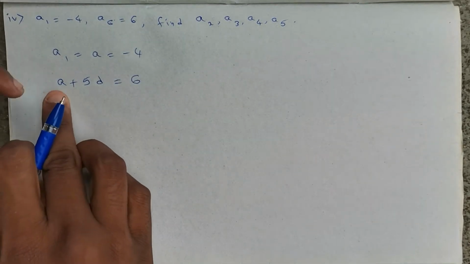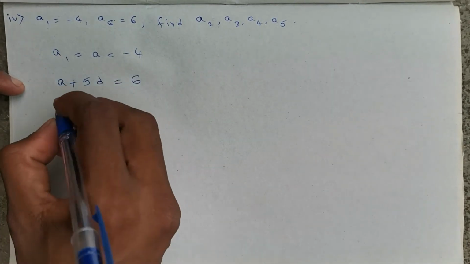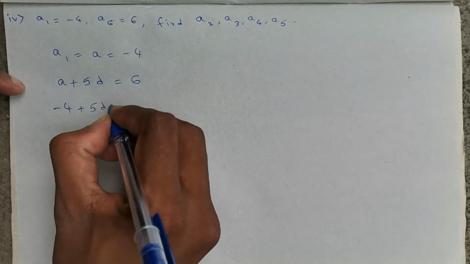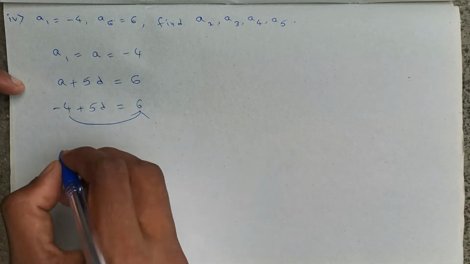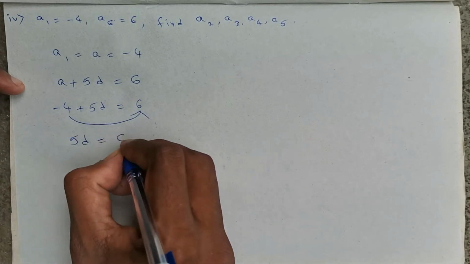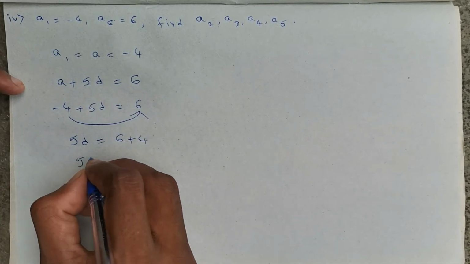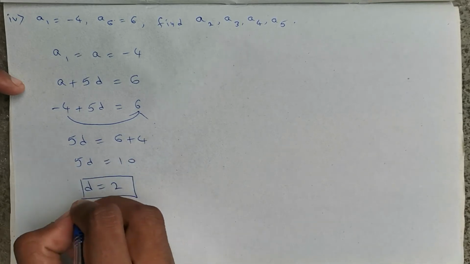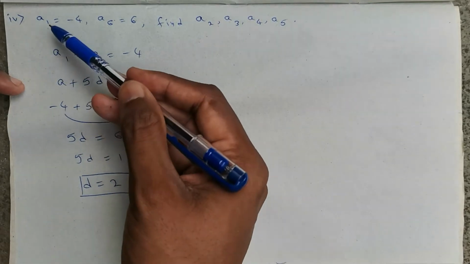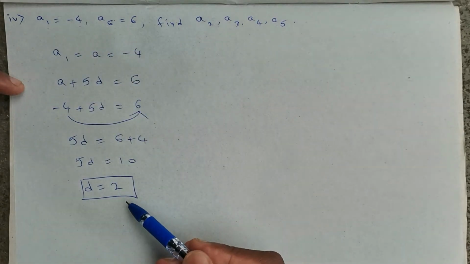In place of A, I will substitute minus 4. Minus 4 plus 5D is equal to 6. This minus 4 I will take to the right side. So we will get 5D is equal to 6 plus 4. 5D is equal to 10. Then D is equal to 2. So the first term A is minus 4, and the common difference is 2.